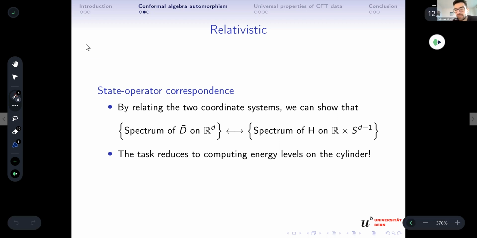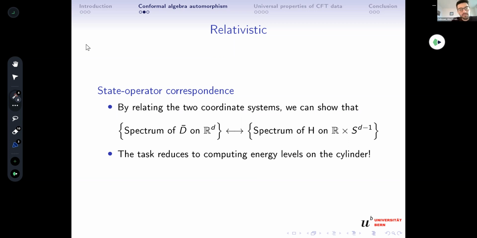And by cylinder, I mean this manifold here, right? So this is my new way of computing this part of the CFT data. I can just compute energy levels on the cylinder. And we have many different techniques to compute energy levels, right? There's the Legendre transform of the Lagrangian. So if you have a Lagrangian description, it's fairly straightforward.